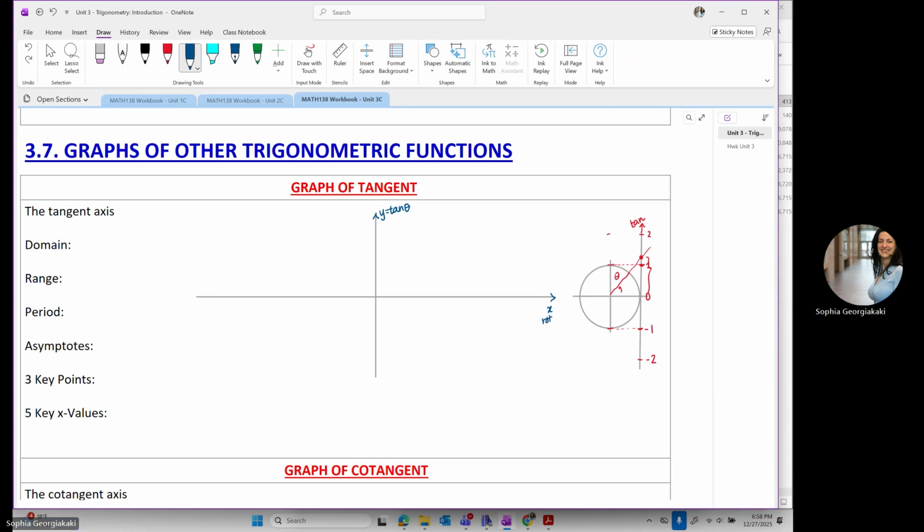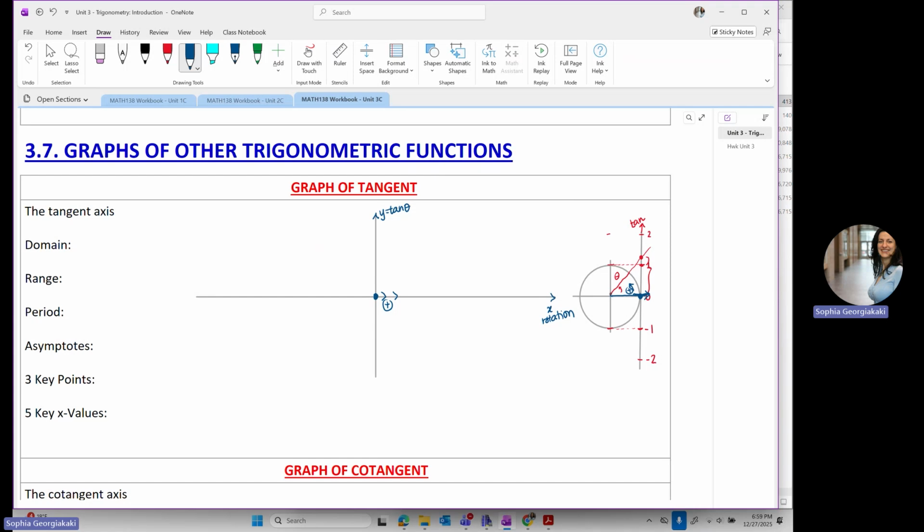And we will always start with 0 rotation here. The positive direction is this way. And that will be 0 rotation right there. And the positive direction will be this way. So when I am at 0 degrees and I take the terminal side of 0 degrees, that terminal side cuts the tangent axis at 0. Therefore, the tangent of 0 is 0, and this point 0, 0 is a point on my graph.